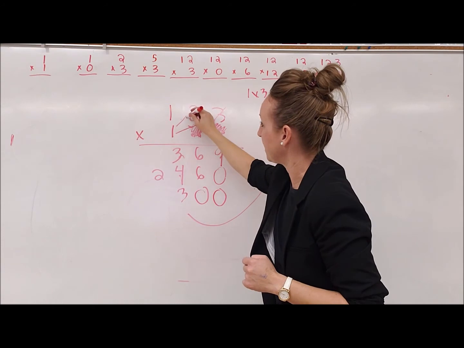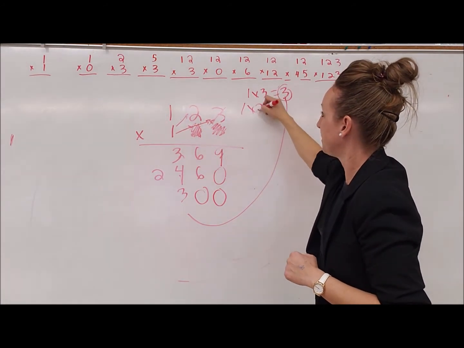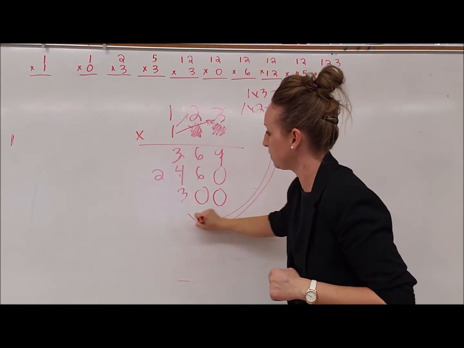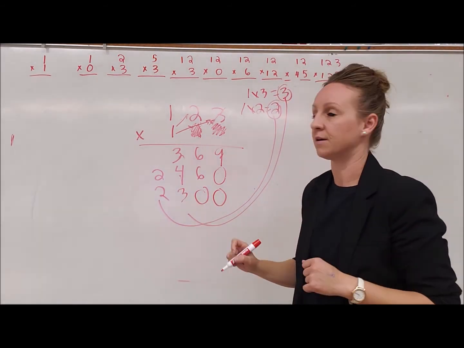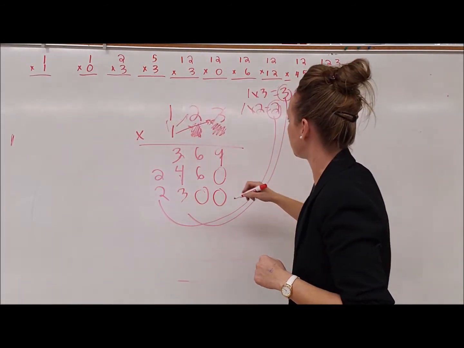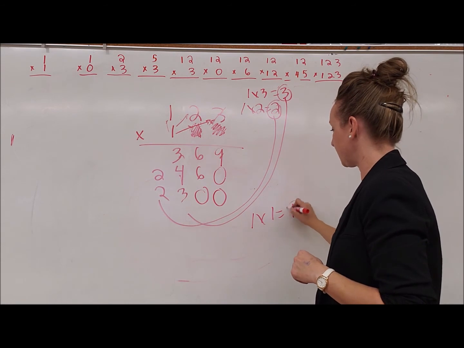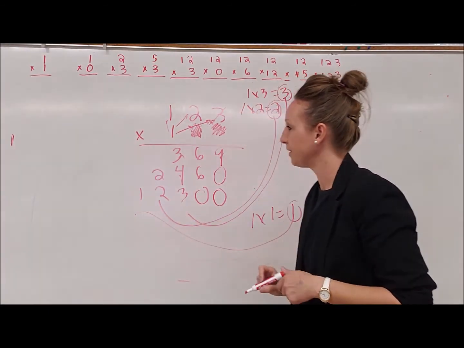Now I'm going to go to my next number, which is 1 times 2. The answer is 2. I'm going to take my 2. I'm going to put it right there. Now I'm going to go to my last number, which is 1 times 1. The answer is 1. And I'm going to put it right here.